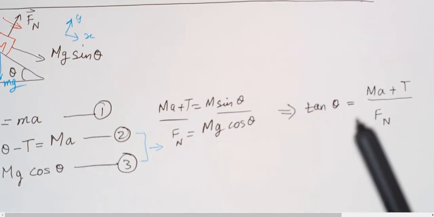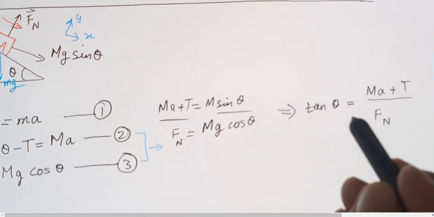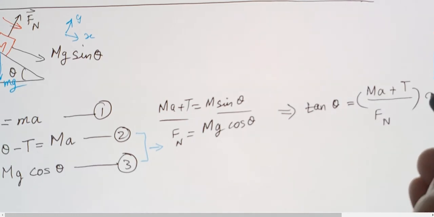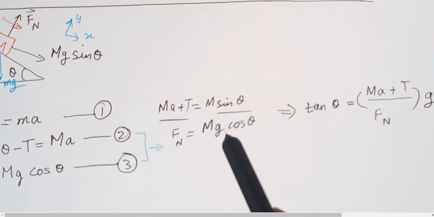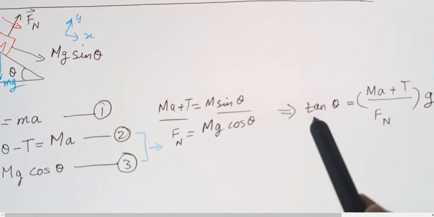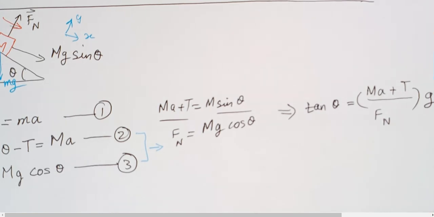Doctor, there is a missing G. Therefore, there is a missing sign. G. Yeah, that's correct. So here tan theta over G, tan theta over G, and G will just go to the other side.